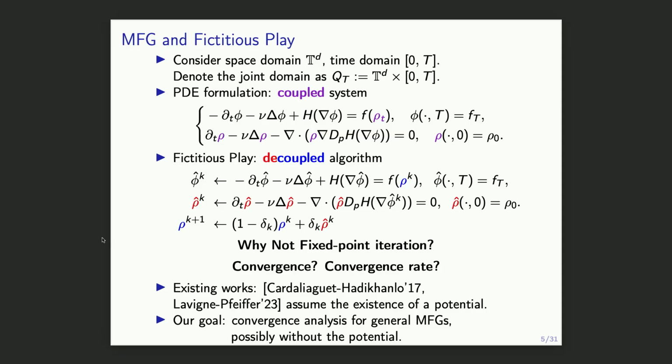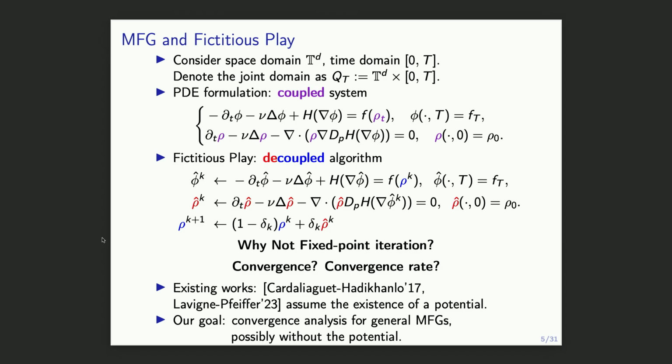And fictitious play has a very simple idea. It says, how about I decouple the system? I first solve the HJB for a given probability distribution rho. Then I use this phi k hat to move my density rho with the Fokker-Planck equation. And at the end, I do some average on the density.